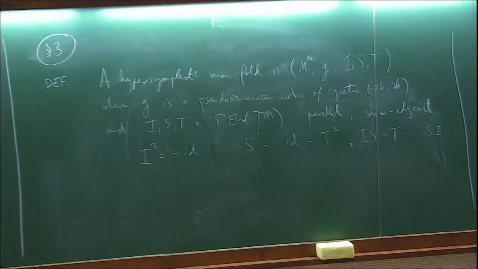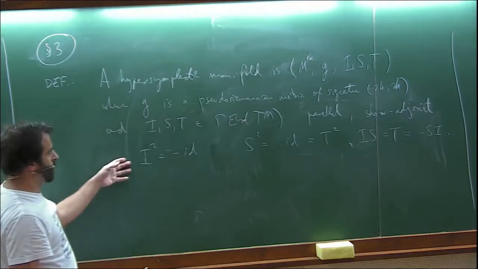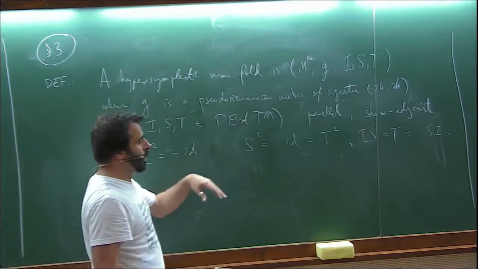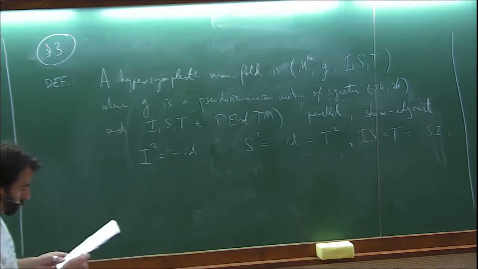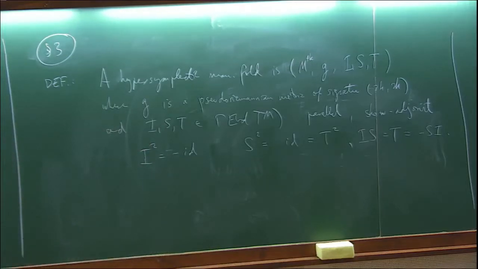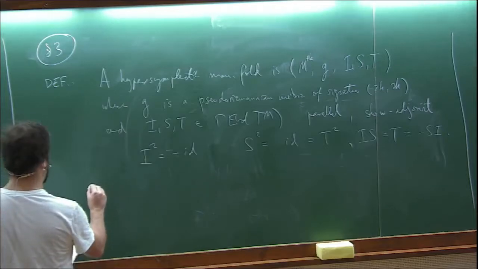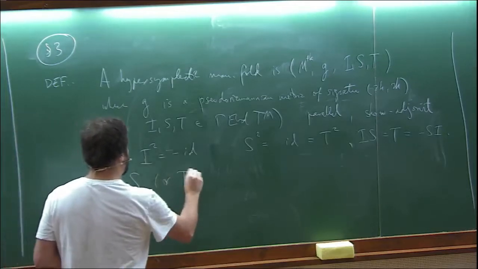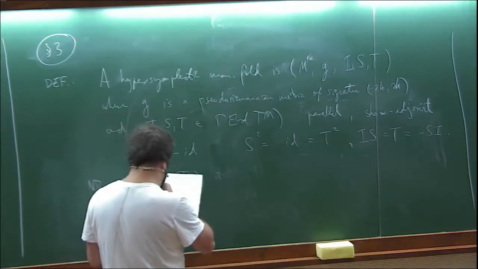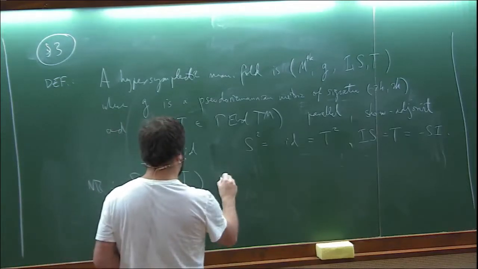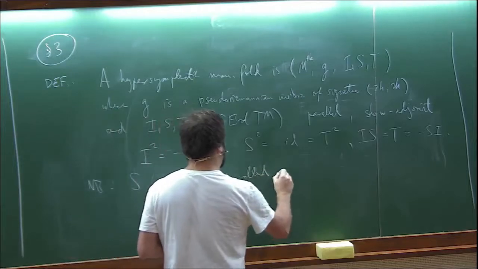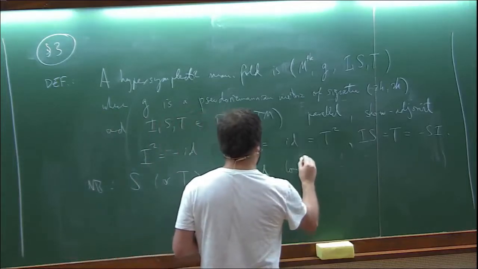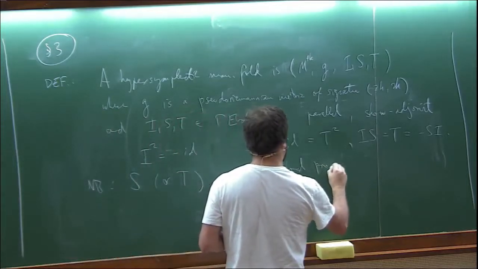Okay, so this is an almost complex structure that you're familiar with. This is usually called a local product structure.